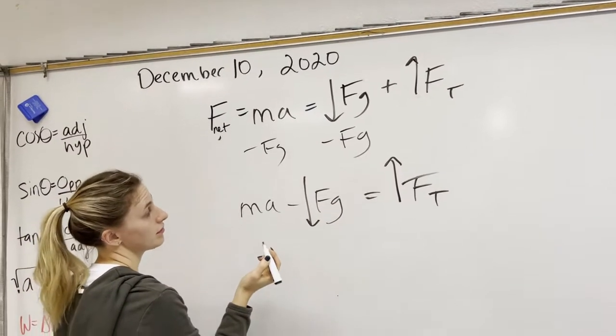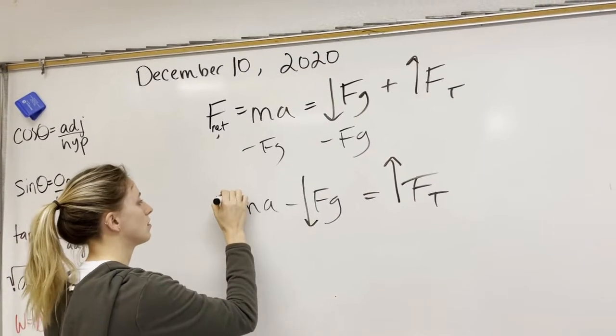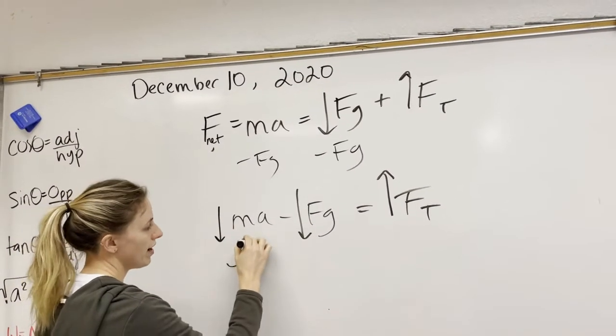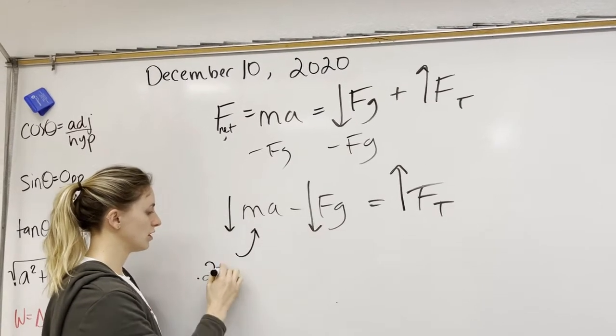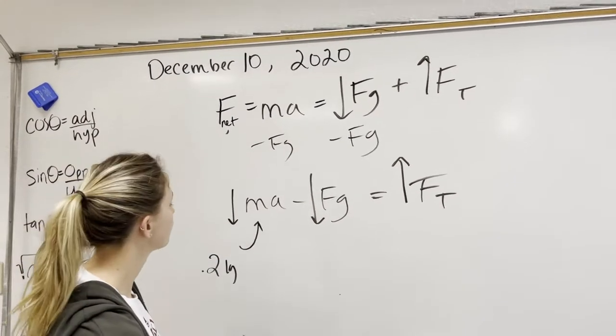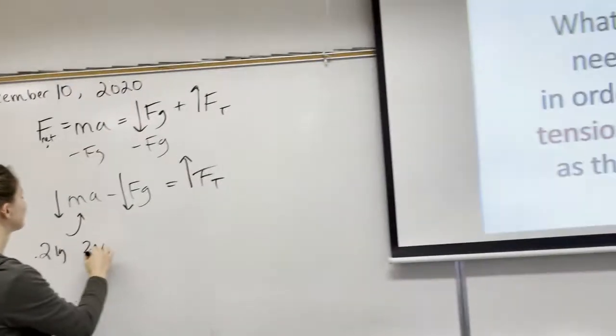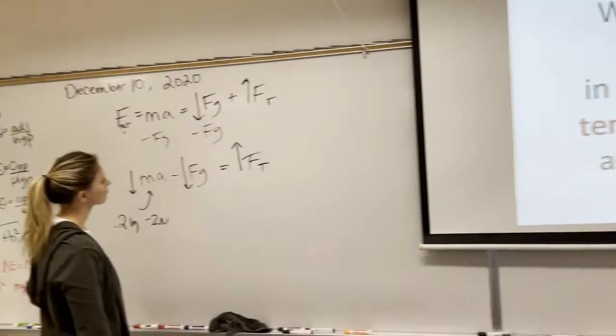Yes, exactly. Of course, the net force is also down, so that's going to be a negative minus a negative. Now, what was the mass that we have there? It's 200 grams, or 0.2 kilograms. How many newtons is that? You can multiply by the acceleration. 2 newtons.